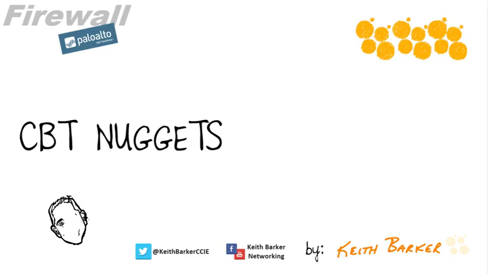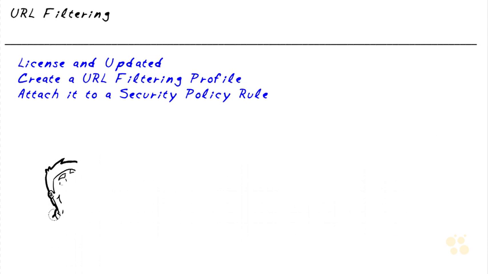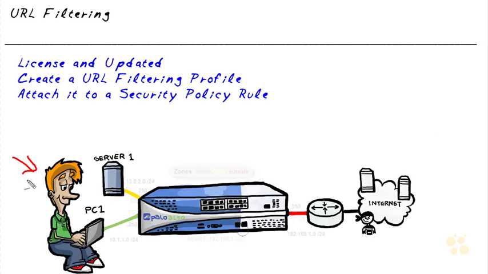Wouldn't it be great if we could prevent our users and customers from accessing websites that were either inappropriate or out of policy or could cause harm to their computer? The answer is absolutely yes. And we have a feature like that called URL filtering that we're going to discuss and then demonstrate in this nugget. Let's begin.